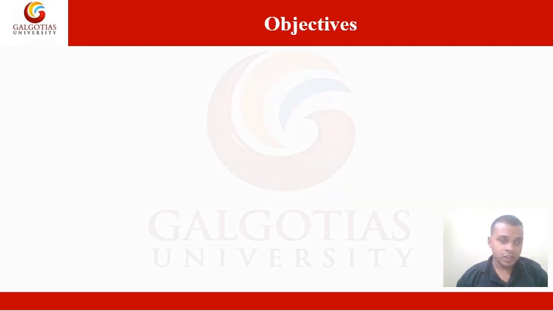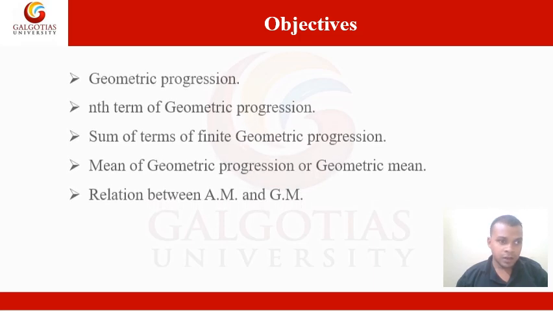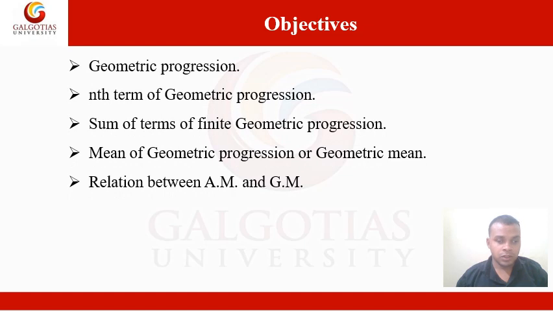Today in our lecture, what objectives are we going to discuss? We are going to discuss geometric progressions, nth term of geometric progressions, sum of finite geometric progressions, mean of geometric progressions, also known as geometric mean, and the relation between arithmetic mean and geometric mean, represented here as AM and GM.